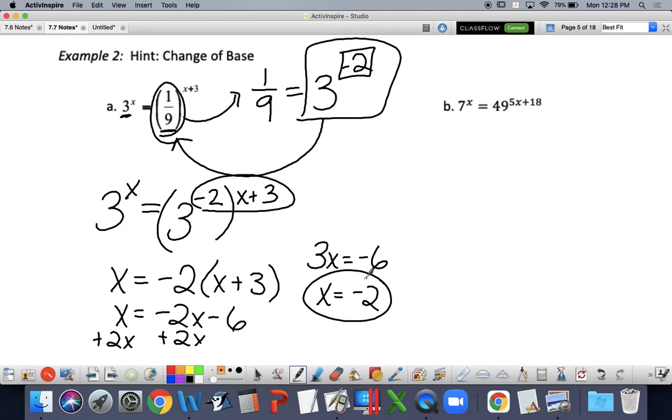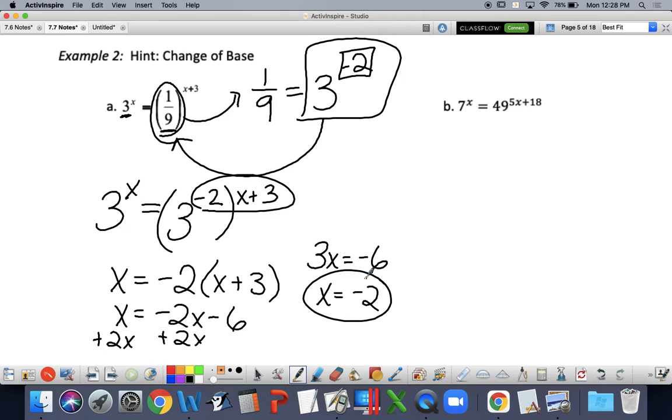Questions on that one? Because this is when it starts to get tricky, right? You're going to figure out that it's 3 to the -2 power, but then you might plug it back in the wrong spot. Remember, we're substituting in the value. These are the same thing, right? 1/9 and 3 to the -2 mean the same thing.